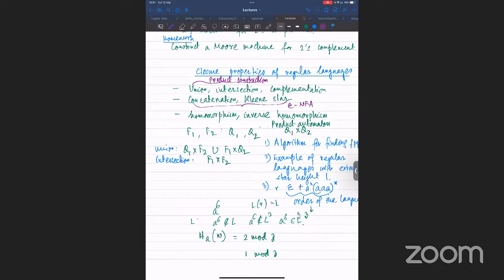Okay, so today we are going to look at homomorphism, inverse homomorphism. That regular languages are closed under homomorphism and inverse homomorphism, as well as we are also going to look at something called quotient. We'll look at maybe right quotient, and we might look at reversal, which is also easy.